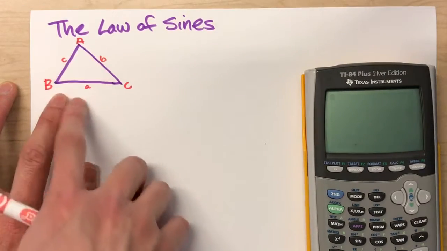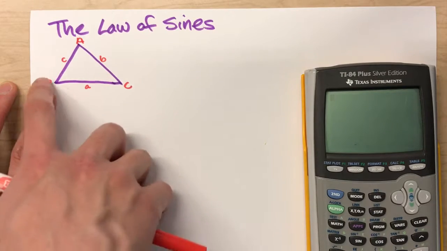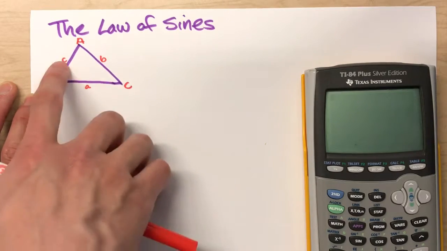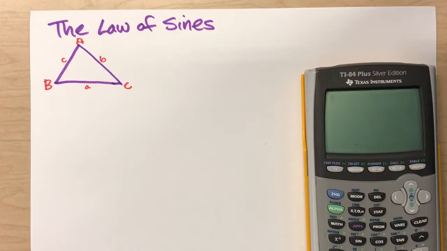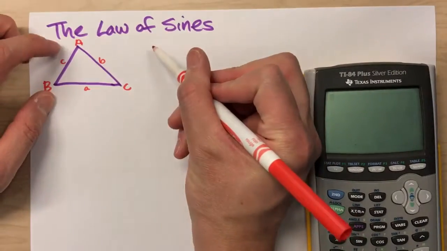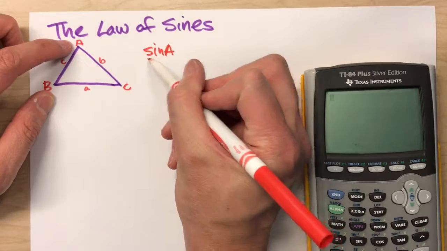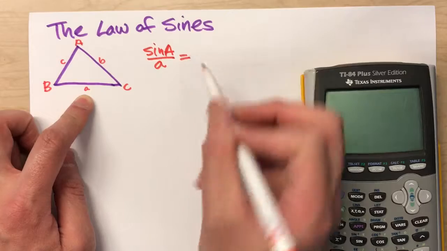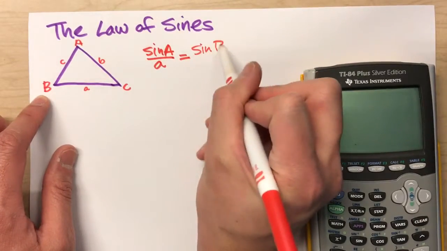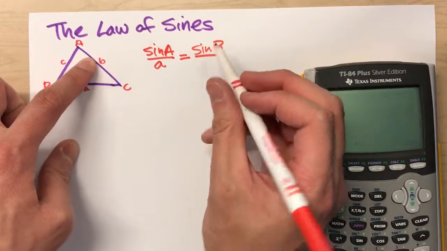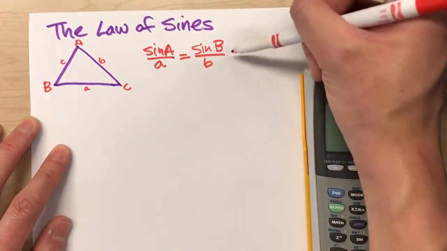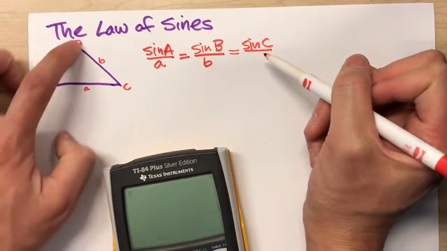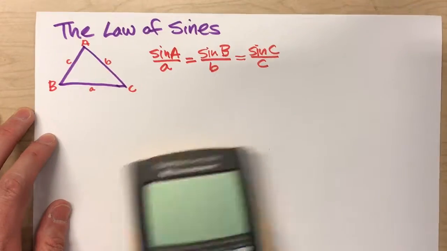So, across from angle A, this side length is labeled little a. Across from angle B, this side is labeled little b. And across from angle C, this side's labeled little c. But the law of sines says if you take the sine of angle A divided by the length a, that should equal the sine of angle B divided by the side length b, which also should equal the sine of angle C divided by the side length c.